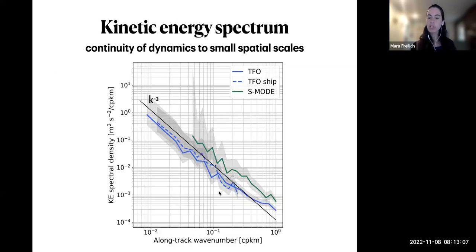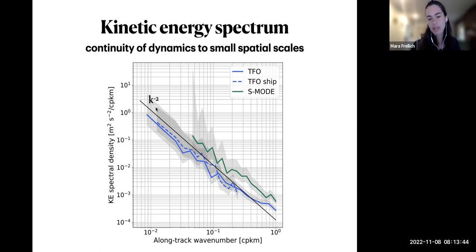And so in terms of the first result, what is the kinetic energy spectrum? We had some expectations that we might see a transition at submesoscale based on a transition from two-dimensional turbulence to three-dimensional turbulence. What we found is that the spectrum was fairly continuous from the mesoscale, from scales of 100 kilometers all the way down to scales of just 1 kilometer. So here I'm using velocities at 500 meters spatial resolution.